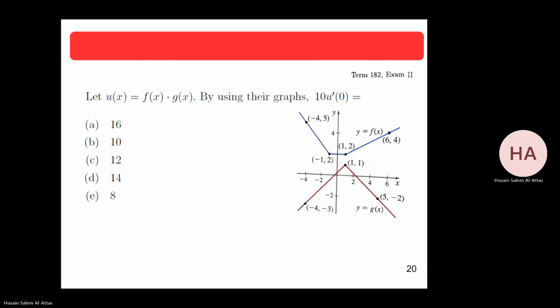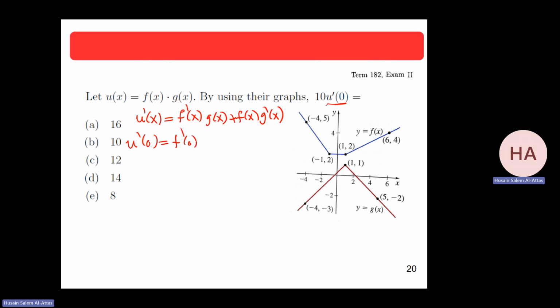Yeah. He wants me to find u prime at 0, then multiply it by 10. Okay, so first I need to find u prime at x. I have a product of two functions, f prime times g plus f times g prime. Now we need to find it at 0. So u prime at 0 will be f prime at 0, g at 0, plus f at 0, g prime at 0.